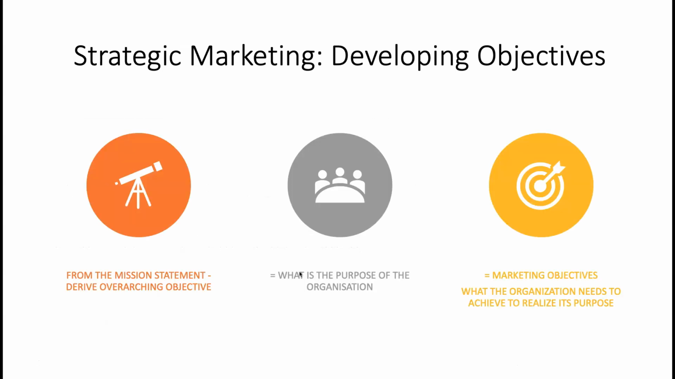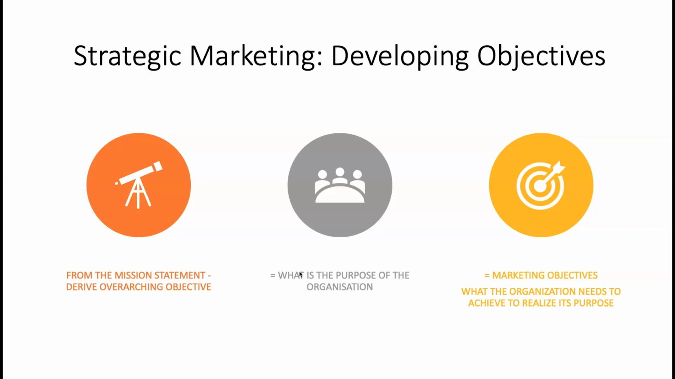So to develop a strategic objective, you first need to develop a mission statement. And from the mission statement, you should derive an overarching objective. And then from that overarching objective, you will distill what is the purpose of the organization.